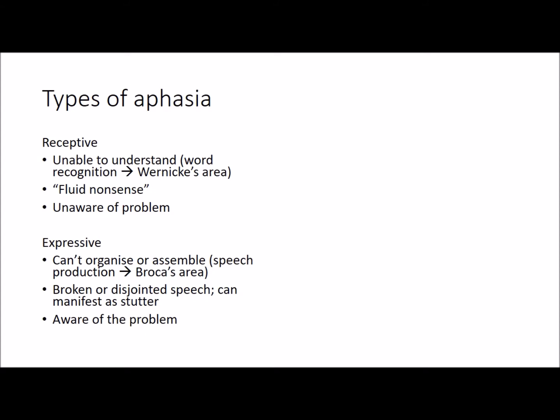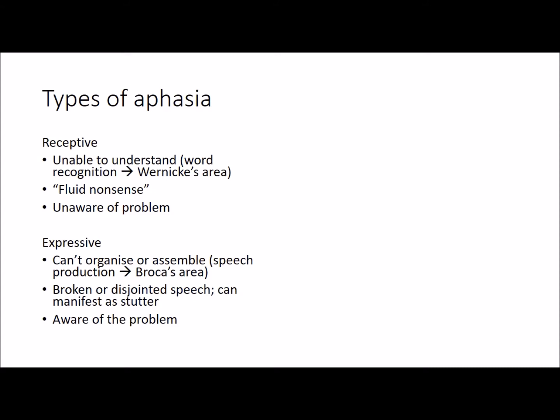So, types of aphasia. We have receptive and we have expressive. In receptive aphasia, we're unable to understand words. That's the biggest issue there. Patients with damage to Wernicke's area speak in what's called fluent nonsense. They'll be speaking at a normal pace, with normal intonation, but they won't be saying words that make sense. Their words will be disordered and won't really be related to what they're trying to say. They're generally unaware of the problem. So they're unable to understand and unable to respond, but they don't actually have a problem producing the words. It's just that the words don't make sense.